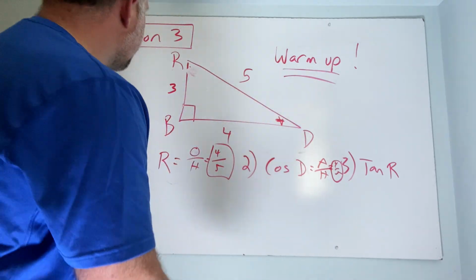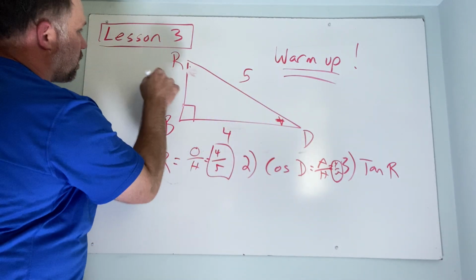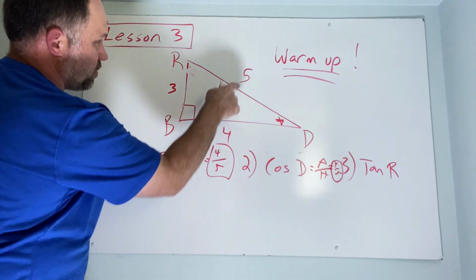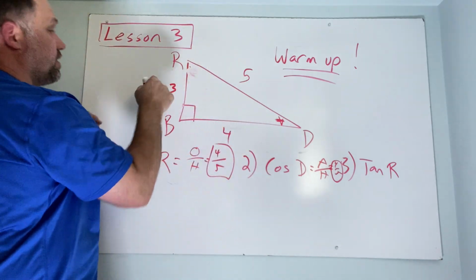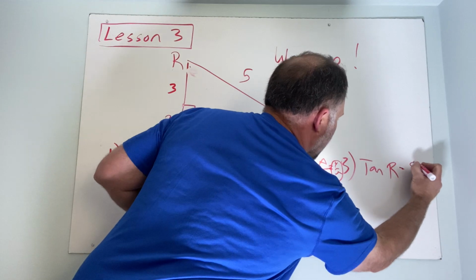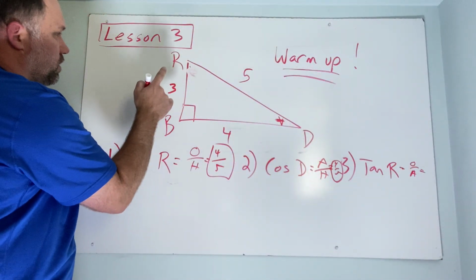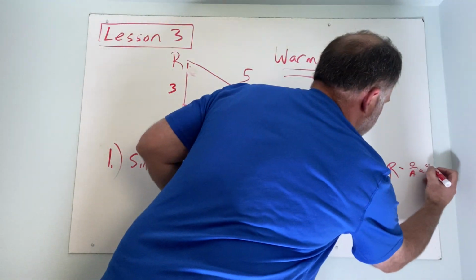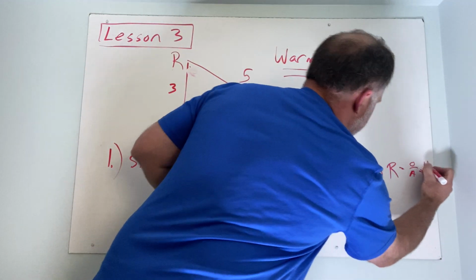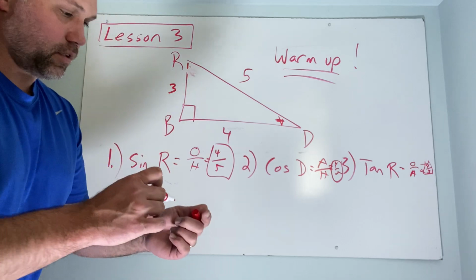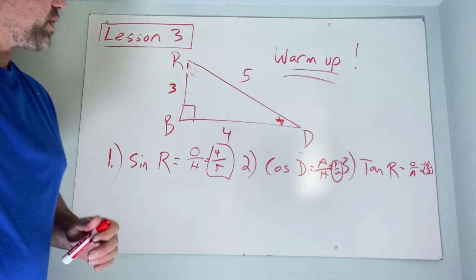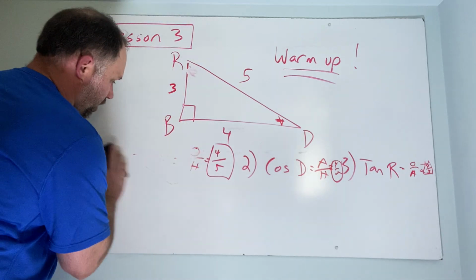The tangent of R, up here back to R, tangent is opposite over adjacent, sorry. O over A, opposite is 4, adjacent is 3. 4/3. All right, hopefully that warm-up went okay for you. Let me know if you have questions.